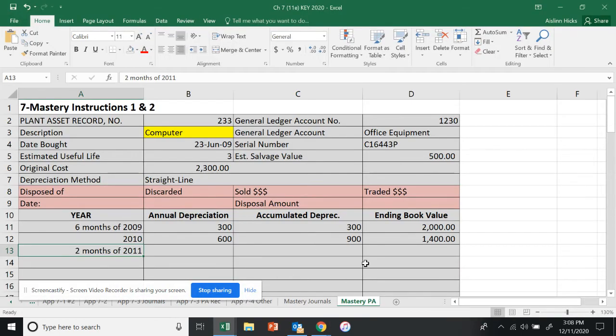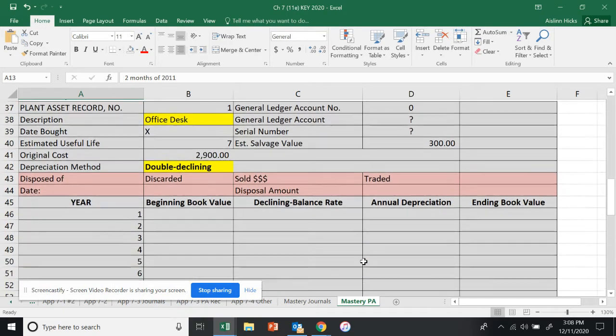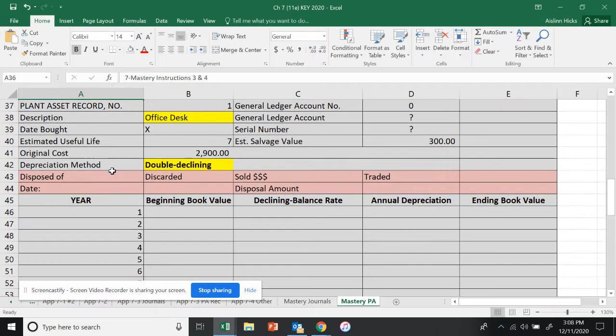Okay, all right, so let's start with part 3. I've given you some working paper, or some areas in the mastery plan assets, for instructions 3 and 4. I tried to label it as best as I could. So here's that office desk. Here's a double declining. Remember what you have to do for double declining.